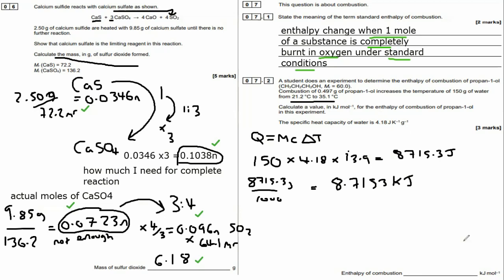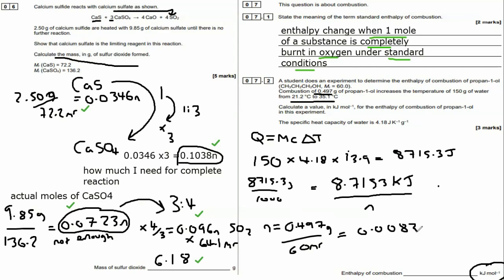Now we need to do it per mole. That mole to the -1 means divide by. So we're going to divide by the moles. So what is n here? Well, we'll be given the MR is 60, and we'll be given 0.497 as the mass. You should know your GCSE equation, mass over MR equals moles. So 0.497 over 60 as the MR of propan-1-ol, and that gives us our moles, 0.0083 moles. Divide the kilojoules by the moles to get kilojoules per mole.